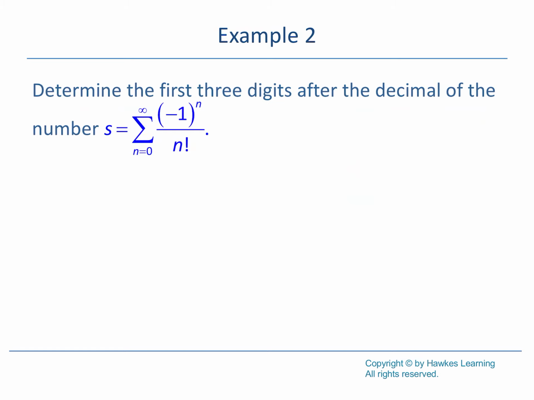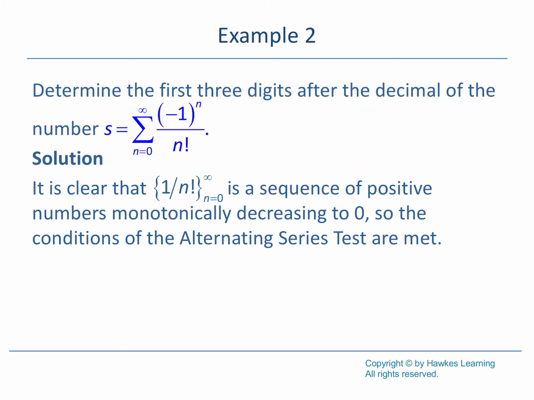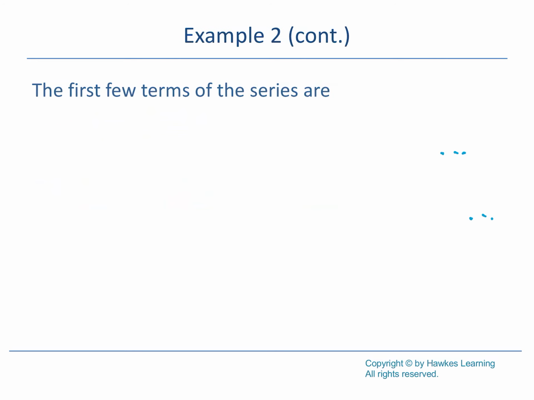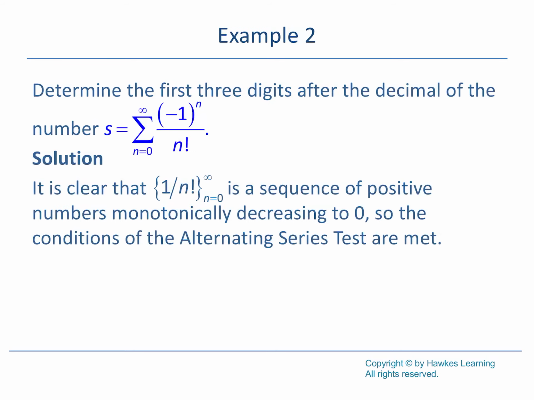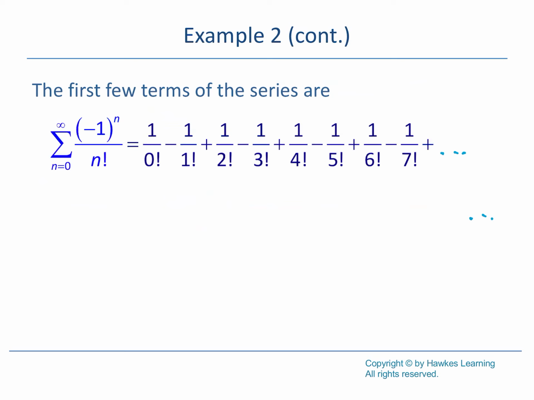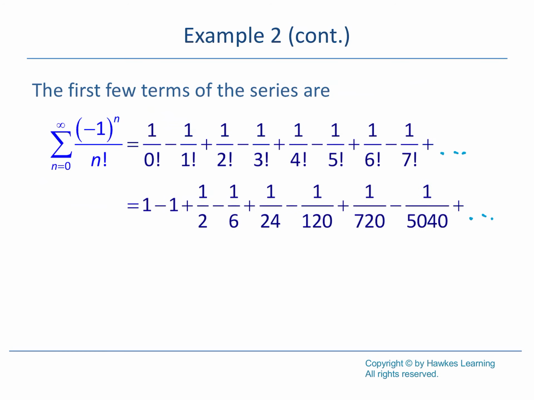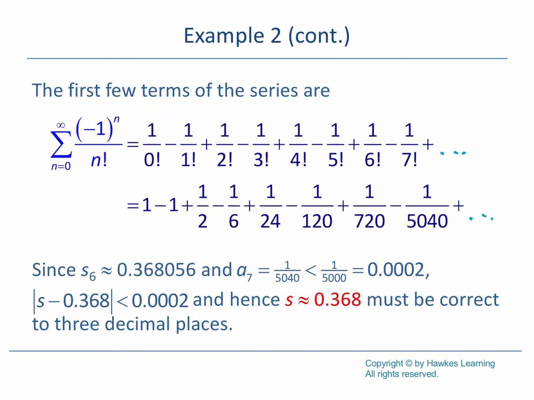So, for instance here, we have an alternating series where we've got a factorial on the bottom. And we could take a look to see how far out we would have to go to figure out the first 3 digits of that decimal number for sure. And really, if you just go out for the first few terms, we're fine.